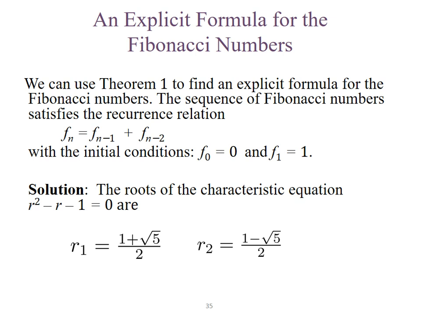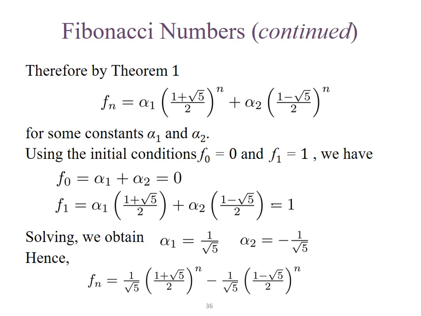Now we can see these two roots are very ugly numbers. But never mind, because we can still apply theorem 1. So we have f_n equals alpha 1 times r1 to the power of n plus alpha 2 times r2 to the power of n. Now we only need to apply the two initial conditions to solve for alpha 1 and alpha 2. Then in the end we can discover the corresponding solution for f_n. All right, any questions so far?